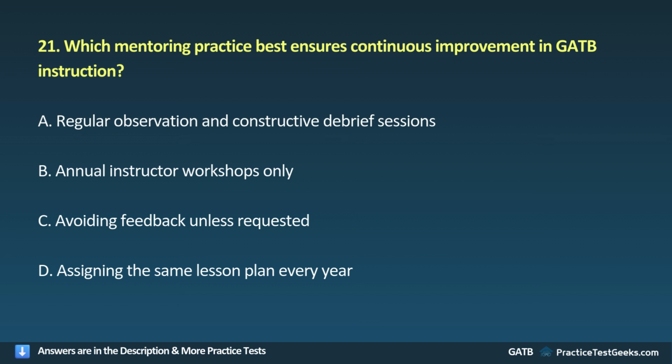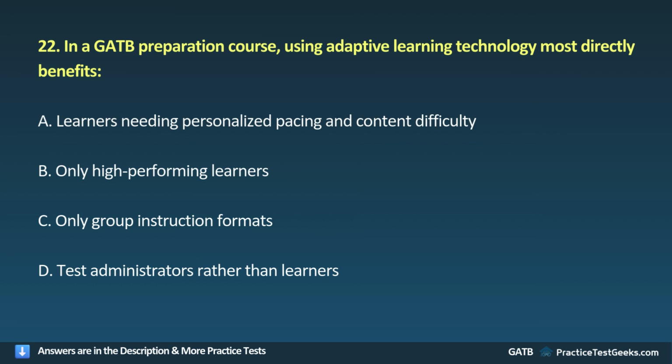A. Regular observation and constructive debrief sessions. B. Annual instructor workshops only. C. Avoiding feedback unless requested. D. Assigning the same lesson plan every year. 22. In a GATB preparation course, using adaptive learning technology most directly benefits A.